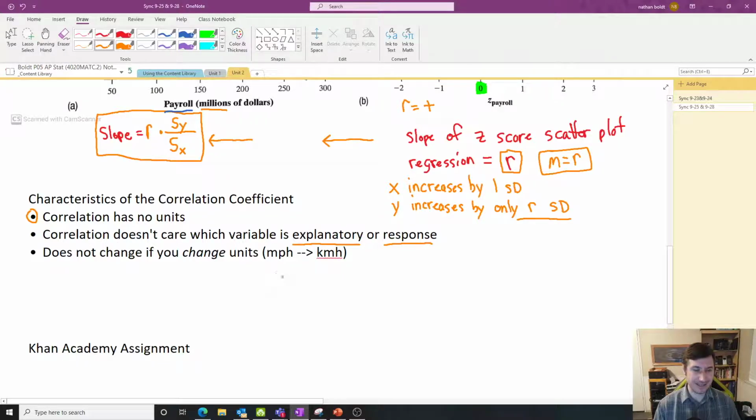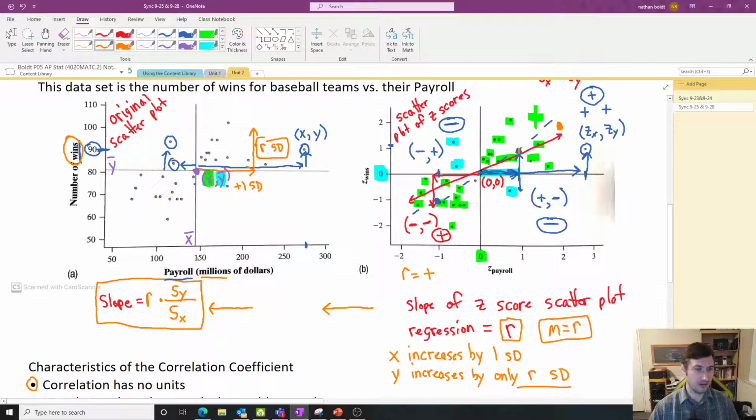Correlation doesn't care. So if I took this example and I switched payroll with number of wins, and I said, you know what, I'm not going to use payroll to predict number of wins, I'm going to use number of wins to predict payroll, the correlation would be the same.